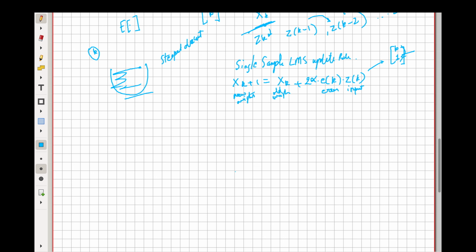Now what we want to do is find out what happens to these weights on average over time. And so to do that, we apply the expected value operator E to both sides. And so what we get is E[x_{k+1}] is equal to E[x_k] plus 2 alpha E[e_k z_k], like so.